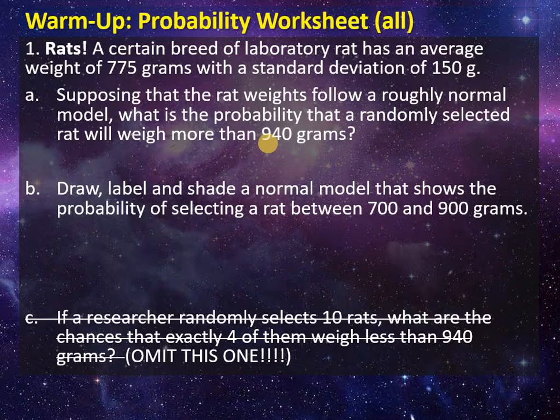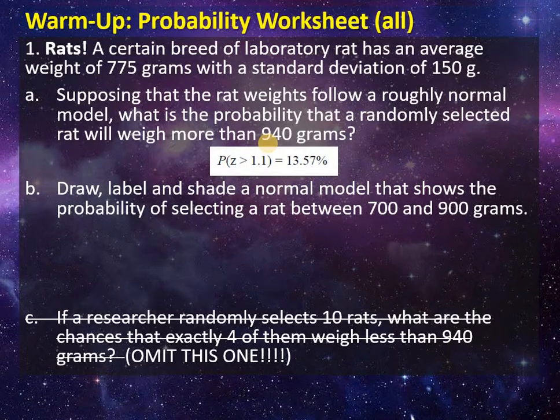So for part A, it says, what is the probability that a randomly selected rat will weigh more than 940? You have a mean. You have a standard deviation. What model are you using? Normal model, so normal CDF. So for this guy, you should walk away with 13.57%, 0.1357.